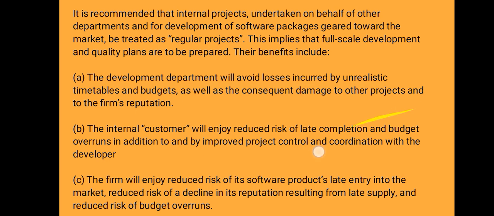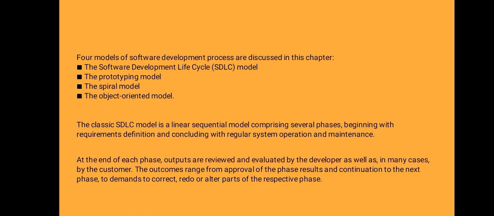We will be discussing the various software development models and the differences between them. The four models of the development process discussed in this chapter are: the software development life cycle (SDLC) model, the prototyping model, the spiral model, and the object-oriented model.